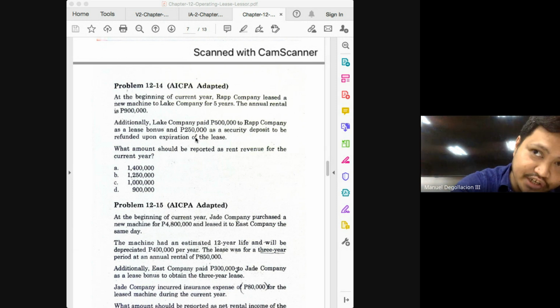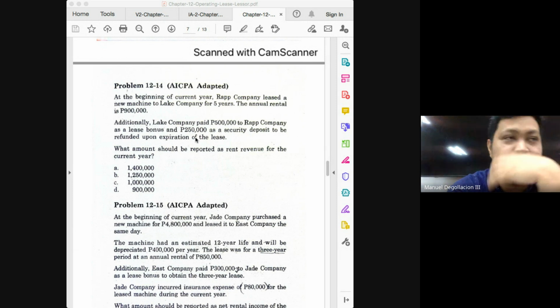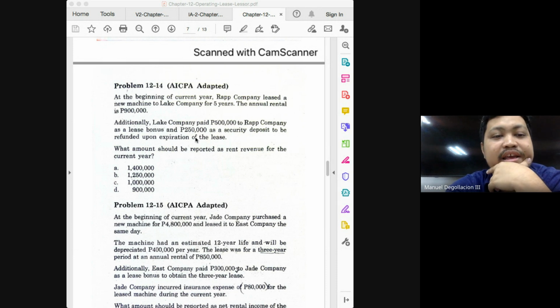Because I hope you see the distinction on the treatment if the bonus is paid by the lessor or the lessee. If it's paid by the lessor, deduct it from the total rental from the contract. If it's paid by the lessee, treat it as an additional rent. So that would be added back to the periodic rent. So total rental now would be 5 million spread out over 5 years. That would be 1 million.